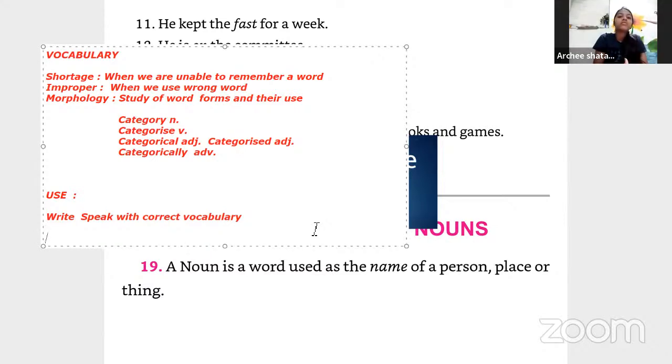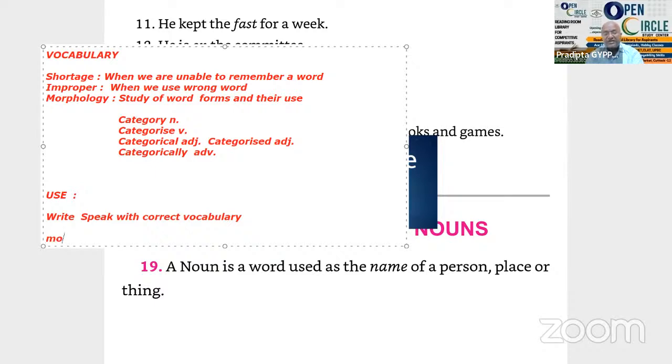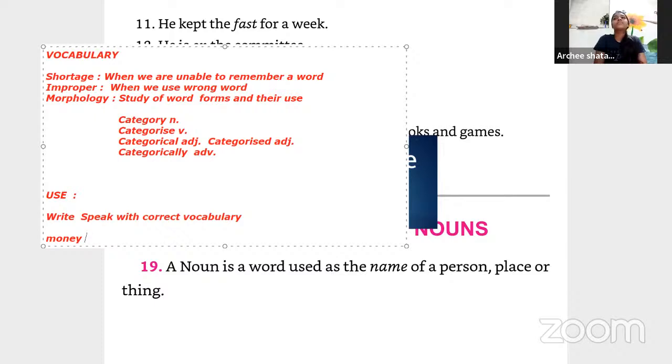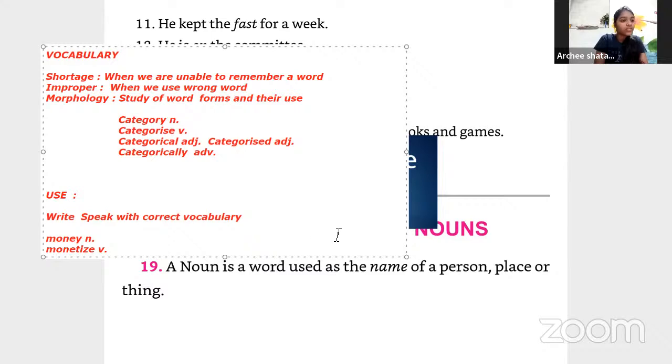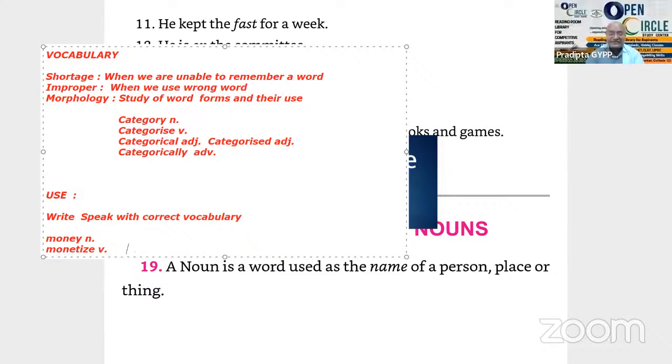Yes, sir. Okay, I am giving you a common word. Why don't you pick up a common word? Like money. What is money? What is the nature of the word? It's a noun, adjective. What is it? So money is a noun. Now, I create a verb form of this. What is this word? Monetize. Can you make a sentence using monetize?